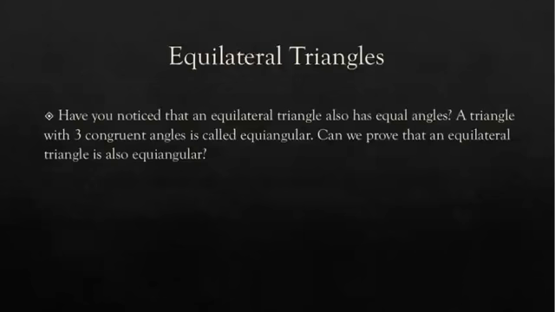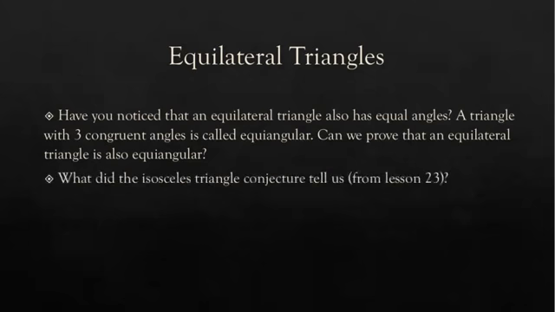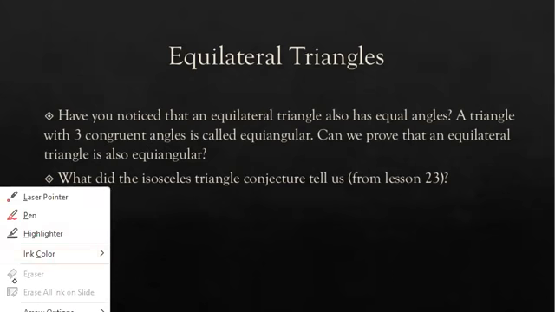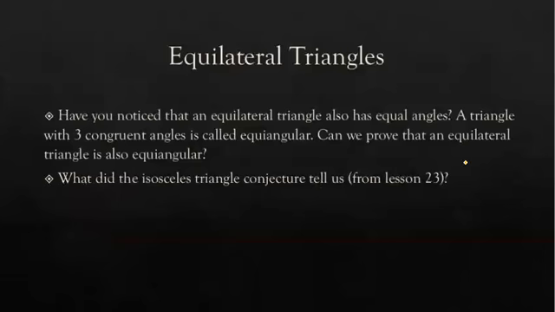What about equilateral triangles? Have we noticed that an equilateral triangle also has equal angles? A triangle with three congruent angles is called equiangular. Could we prove that an equilateral triangle is also equiangular? How can we prove that? Well, what did the isosceles triangle conjecture tell us, back from lesson 23? It told us that when we had an isosceles triangle, the base angles were congruent.